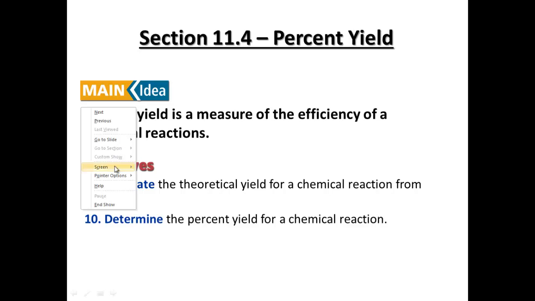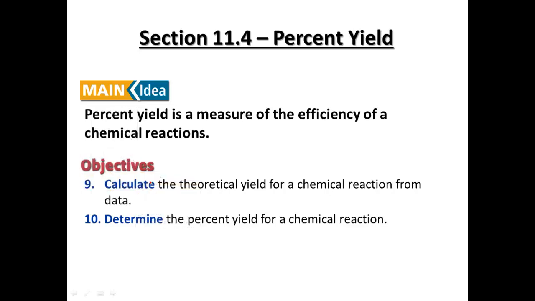Our last section of Chapter 11 is going to be on percent yield. And the idea of percent yield is going to be measuring our efficiency, or how well our chemical reaction occurred. So we're going to be talking about theoretical yield, in theory how much we should produce, and then percent yield, how well did we actually do, or how much did we actually produce compared to what we should have produced.